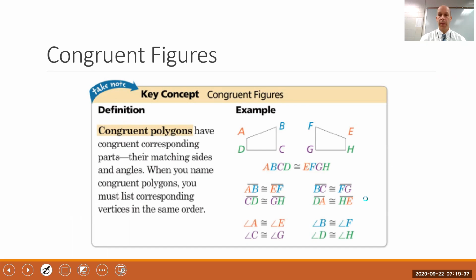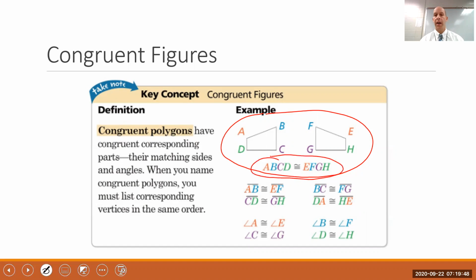For example, if we look at our two trapezoids right here, below those two trapezoids you'll see a congruent statement. The congruent statement tells us all the matching parts. For example, you see this red angle A; that angle has to match up with this angle E. If you look at the two shapes, those are the only two angles in those two trapezoids that appear to be obtuse. So we know that angles A and E are congruent. Similarly, we know that angles B and F are congruent.